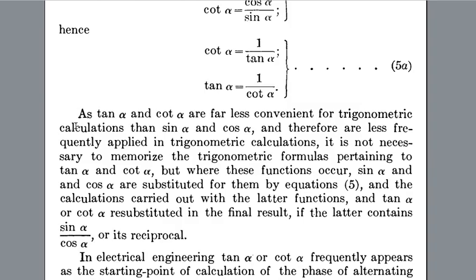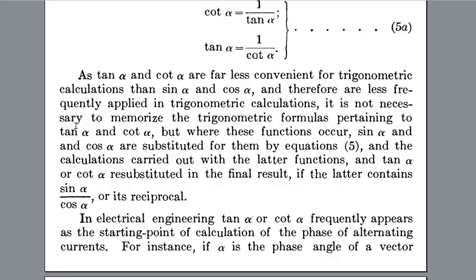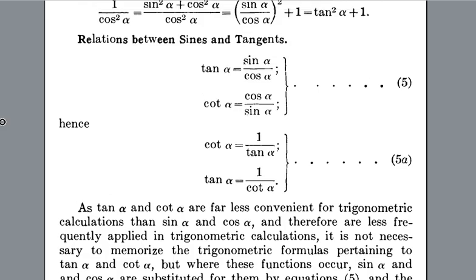Since the tangent of alpha and the cotangent of alpha are less convenient for trigonometric calculations compared to the sine of alpha and the cosine of alpha, they are less frequently used. It is not necessary to memorize trigonometric formulas related to the tangent of alpha and the cotangent of alpha. Instead, wherever these functions appear, they can be expressed in terms of the sine of alpha and the cosine of alpha using the previously mentioned equations. Calculations can then be carried out with the sine and cosine and the tangent or cotangent of alpha resubstituted into the final result if it contains the sine of alpha divided by the cosine of alpha or its reciprocal.